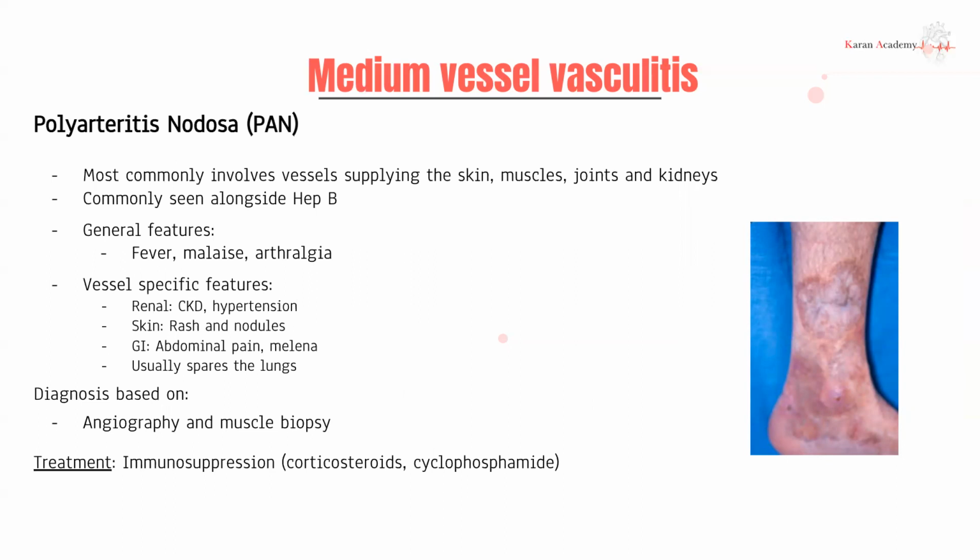The vessel-specific features, again, I said it really makes things easier if you go back to the vessels being supplied, to the organs being supplied by the vessels, and work your way backwards. So, as I said, if they have renal involvement, CKD and hypertension; skin involvement, rash and nodules, which is why it's called polyarthritis nodosa, because of the nodules. With GI, they can have abdominal pain and melena, if you think of kind of an ischemic process. And it usually spares the lungs.